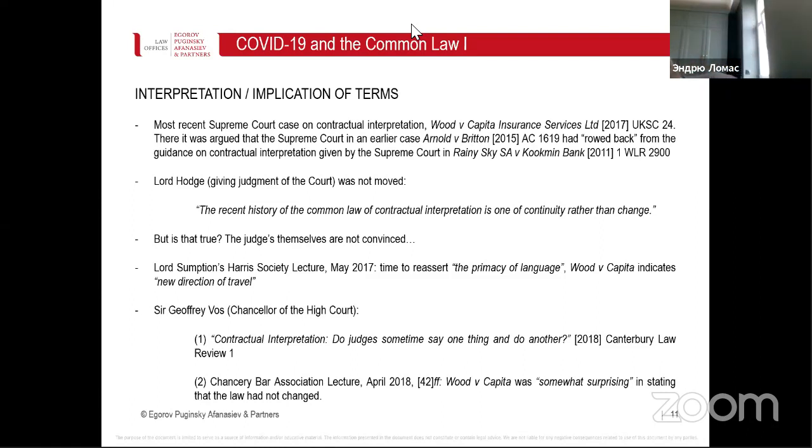So starting with Lord Sumption's lecture, what he said is, as I said here, that the time has come to reassert the primacy of language, and that Wood and Capita indicated a new direction of travel by the English courts insofar as the approach they took to interpreting contracts. Now, a bit of context is useful here. As I said at the outset in my preliminary question, there is a tension in the judiciary and the approach of English law in general between an approach that favours certainty and holding parties to the words they've used, and an approach that favours fairness, shall we say, favours looking at what would deliver a fair outcome.